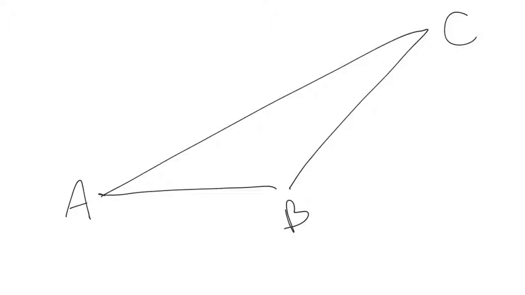The altitude through B is the line segment that connects B to the opposite side, AC, but it has to join at a 90-degree angle. So in other words, if I'm just going to roughly do this, here's my altitude. That wasn't very good. Let's try that again. Here's my altitude, and that has to be a 90-degree angle. Okay, so that kind of makes sense.